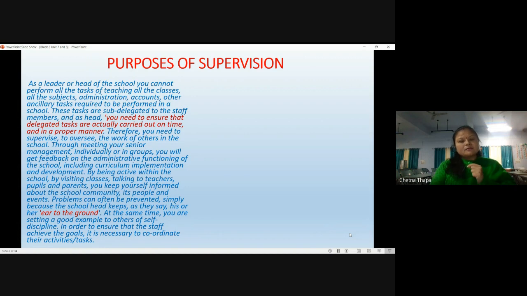And it's not just that you should only delegate the duties, but you should be an active member. You should be active in the school. You should visit the classes, talk to the teachers. Then only you can talk to the community also. You can know about the school community, their people, and what their requirements are. So, you can often prevent the problems also if you can keep your ear to the ground.